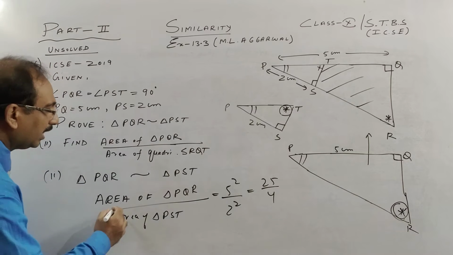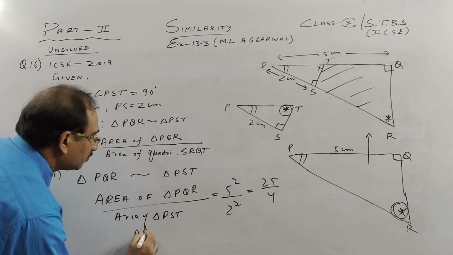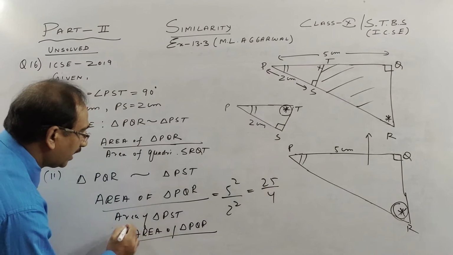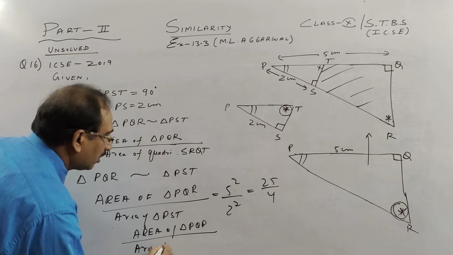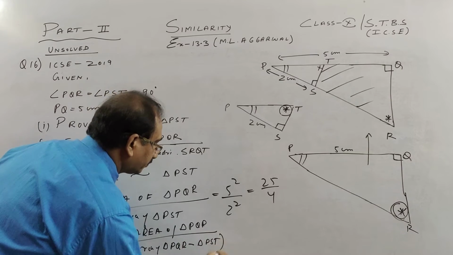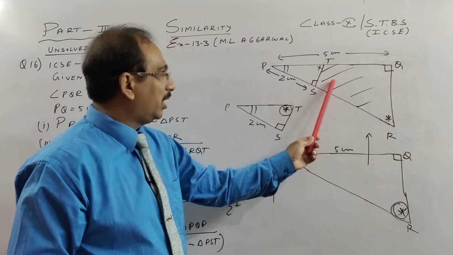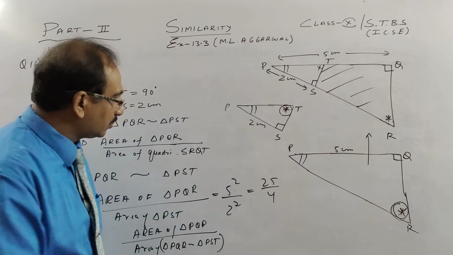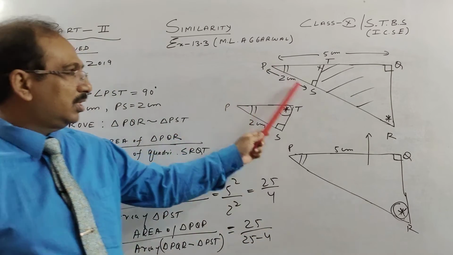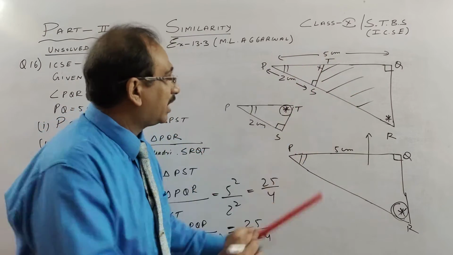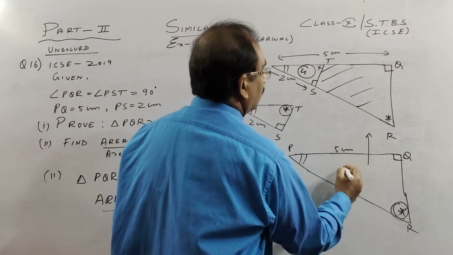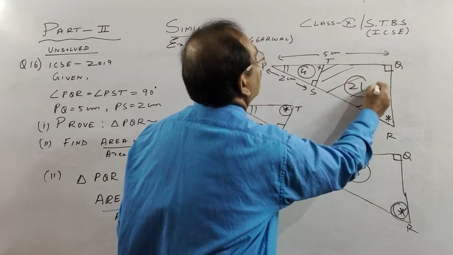Okay, now the last part. How do we write? We have to get the area of the quadrilateral. So what we do, children, from the area of triangle PQR we subtract the area of triangle PST. Area of PQR minus PST, if you subtract, you will get this quadrilateral. So this is 25, children, and this is 25 minus 4. Total we got 25, if we subtract 4, this is 4. Full thing is 25, so the remaining will be 21.